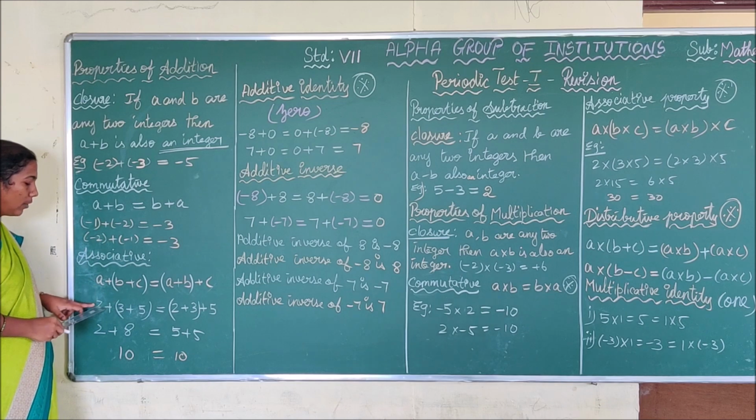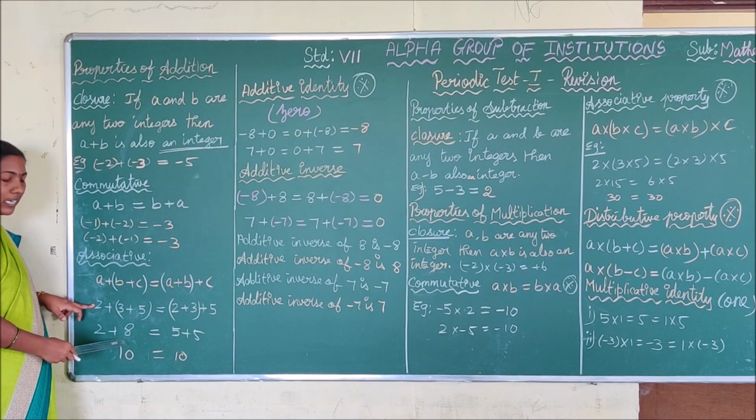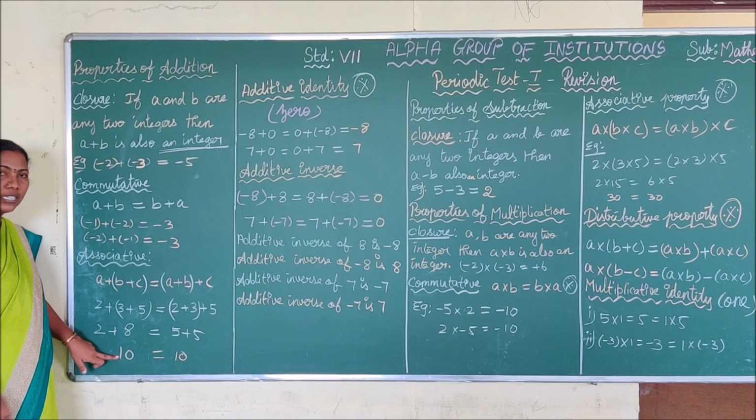See here, I have taken three numbers, 2 plus 3 plus 5. First I am adding 3 plus 5, you get 8. 8 plus 2, your answer is 10.